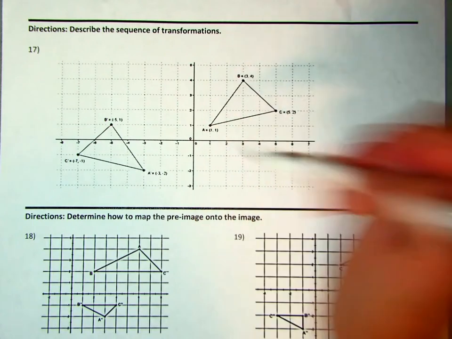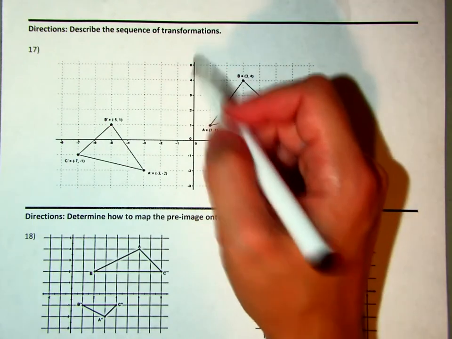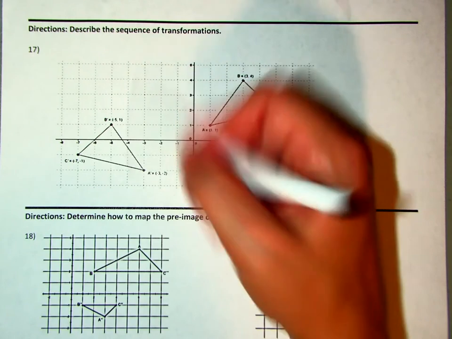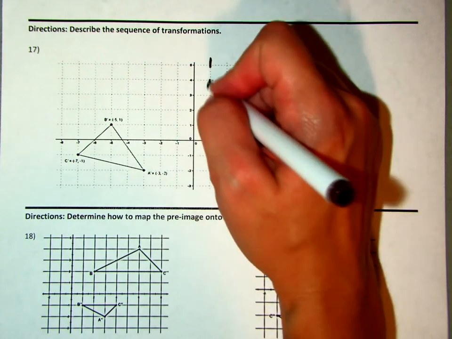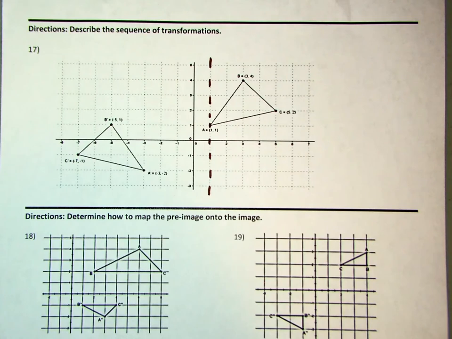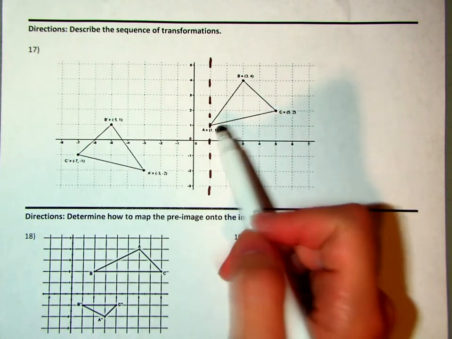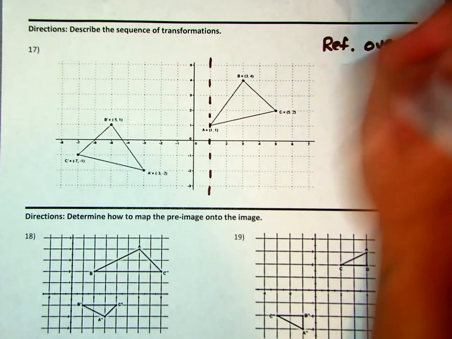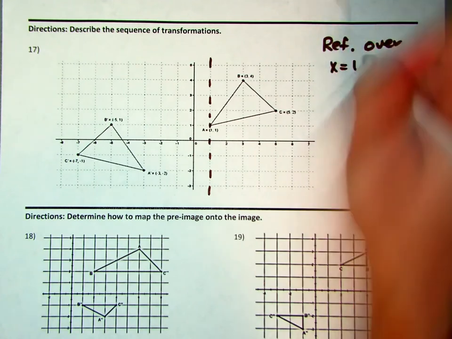Now, when we reflect this, you can reflect it over the y-axis. You can reflect it pretty much over any vertical line. I'm just going to actually reflect it over this line just to provide you a different perspective. But remember, there's more than one way to solve these problems. So when I reflect it, let's talk about what that line is. Reflect over the line x equals 1.